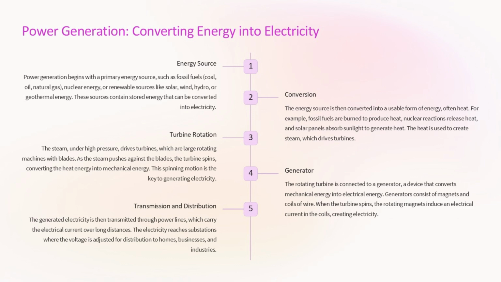As the steam pushes against the turbine blades, the turbine spins, converting the heat energy into mechanical energy. The rotating turbine is connected to a generator, which converts the mechanical energy into electrical energy. Generators consist of magnets and coils of wire, and as the turbine spins, the rotating magnets induce an electrical current in the coils, creating electricity. The generated electricity is then transmitted through power lines and distributed to homes, businesses, and industries.